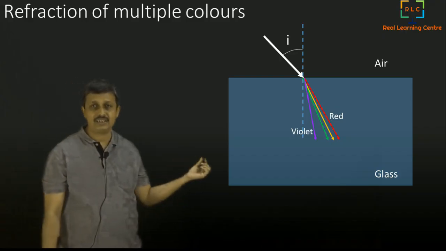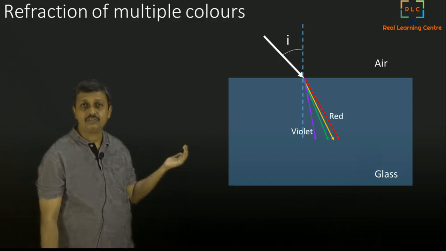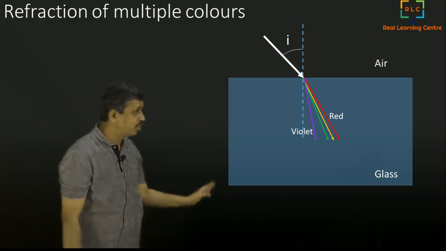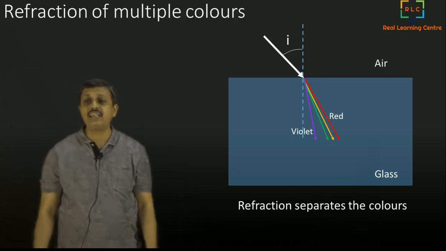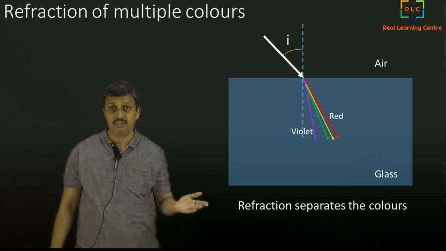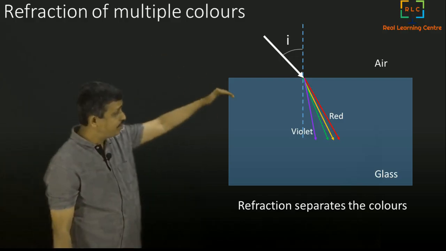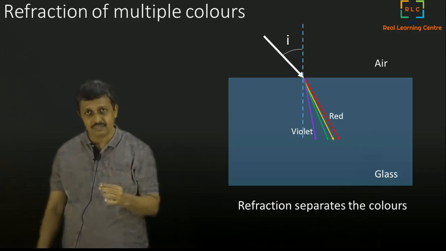So R is smallest. R is measured from the perpendicular normal, so it is the smaller value of R. You can very clearly see that refraction separates the colors. Whenever the white color comes into the medium, it separates just by simple refraction.